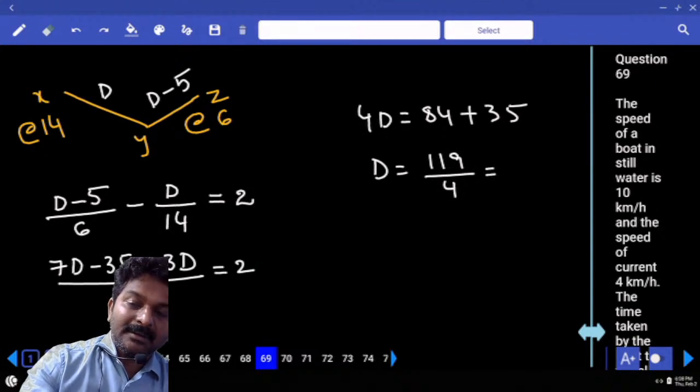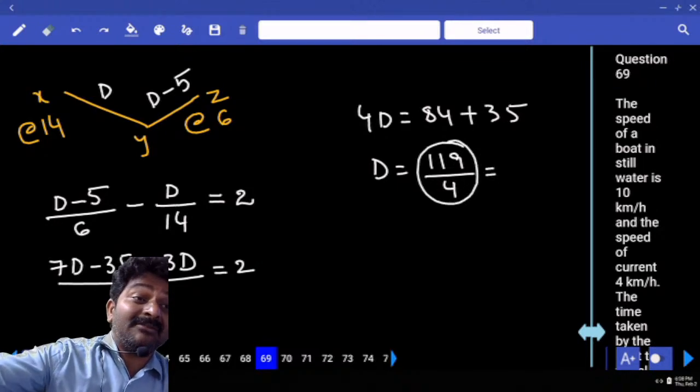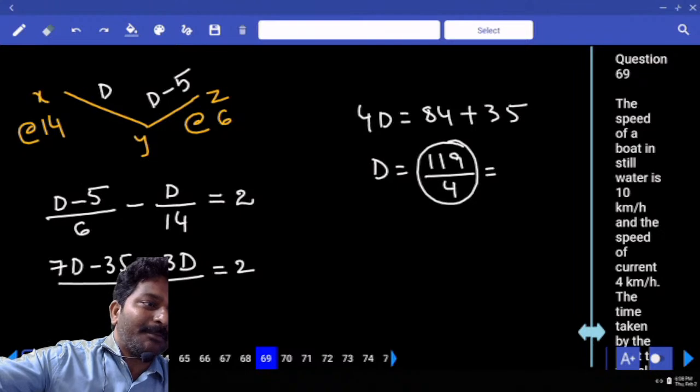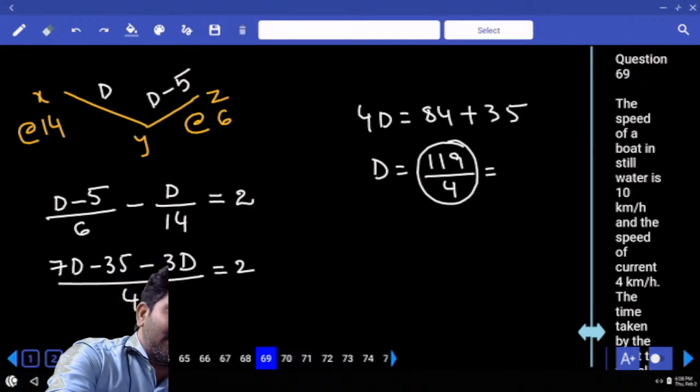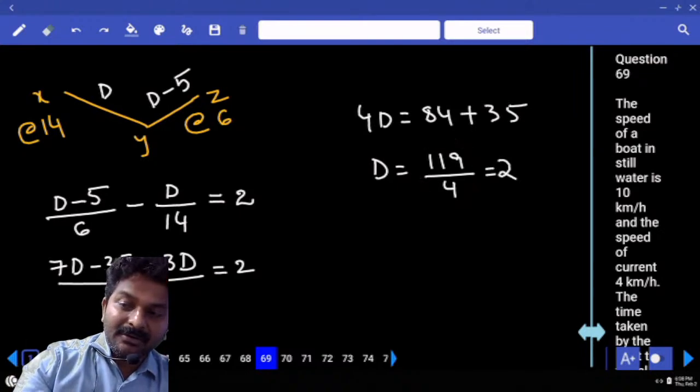Answer. Can I write this as 1 less than 120? 120 by 4 is 30. Minus 1 by 4, 0.25. 30 minus 0.25, 29.75.